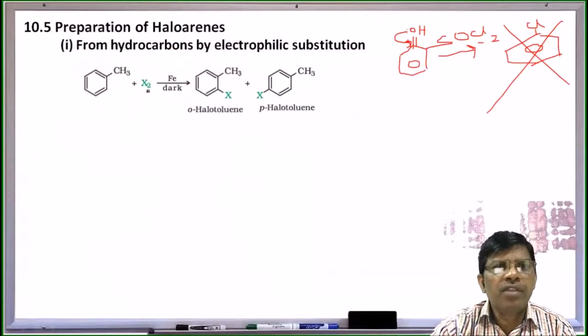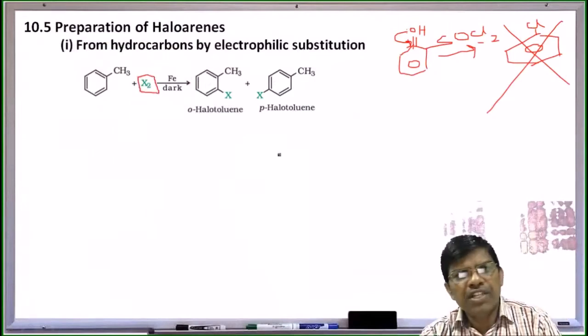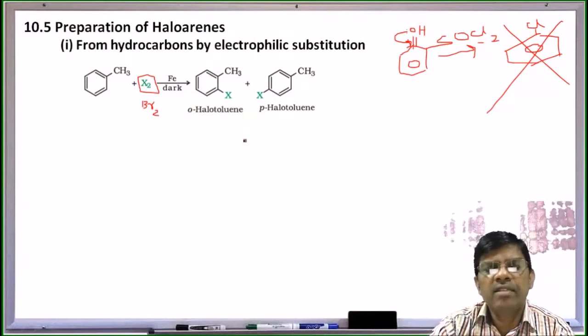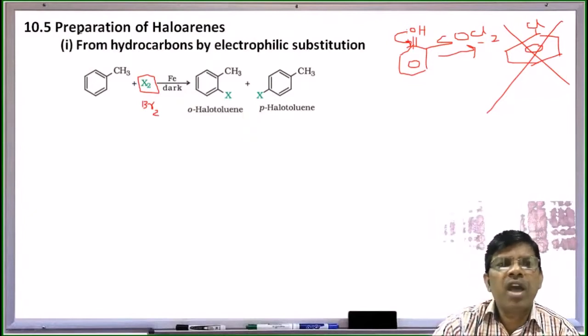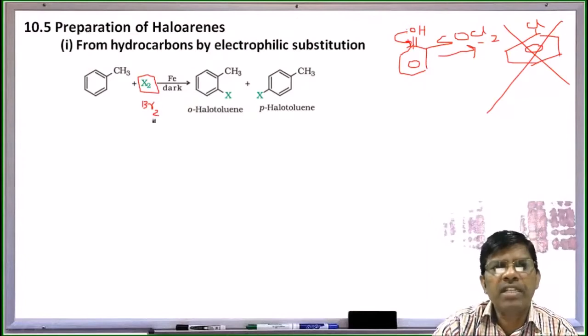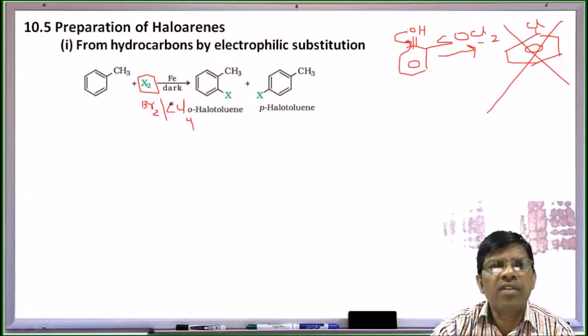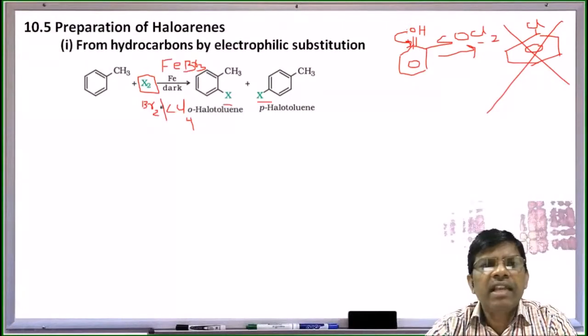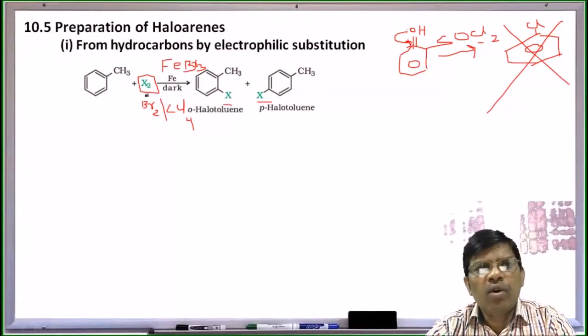For example, if you want to prepare chlorobenzene, you can treat benzene with chlorine. Alkenes decolorize bromine in CCl4. When it comes to aromatic compounds, if you add bromine in CCl4, it is not going to decolorize. However, you have to add a Lewis acid like ferric chloride, ferric bromide or iron, so that it undergoes electrophilic aromatic substitution. Right? You can take bromine or chlorine, then you will get this aromatic substitution.